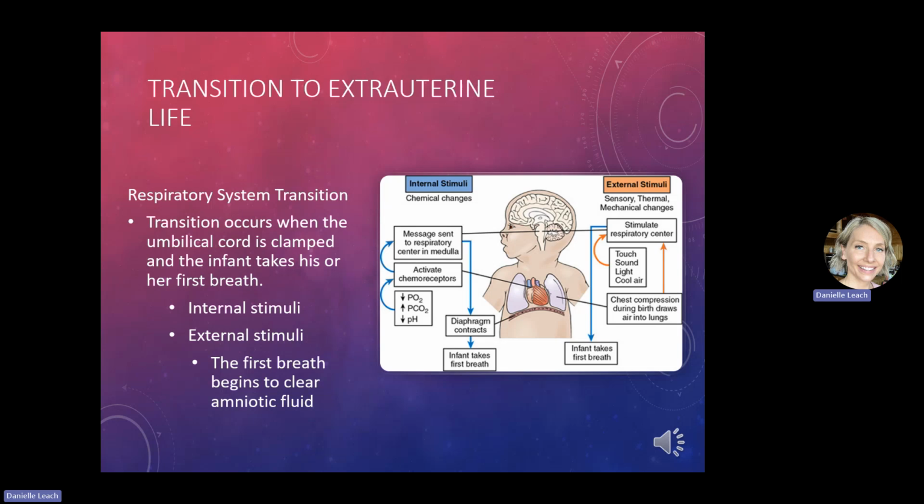Now, all these things are happening simultaneously and hopefully very quickly so that they immediately start to take their first breath or immediately start to cry. The first breath that the baby takes begins to clear the amniotic fluid out of the lungs. The lungs are full of amniotic fluid when the baby is in the womb. So now by taking their first breath and crying, this starts to clear the amniotic fluid.